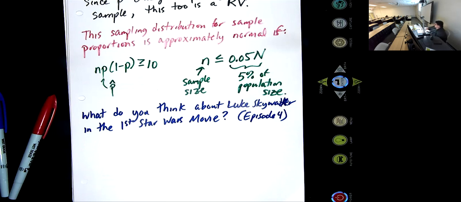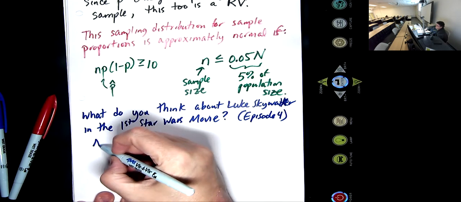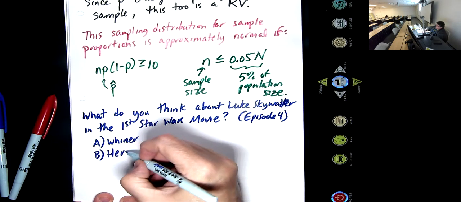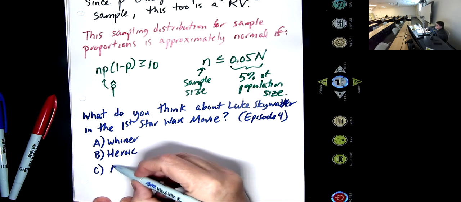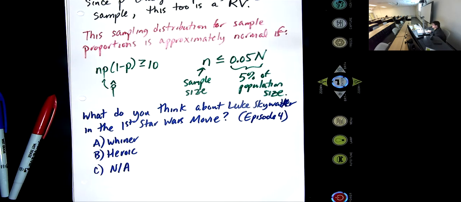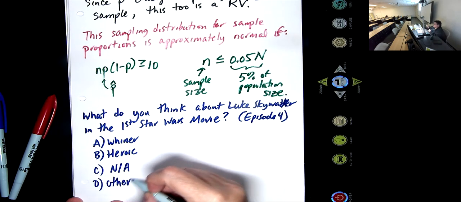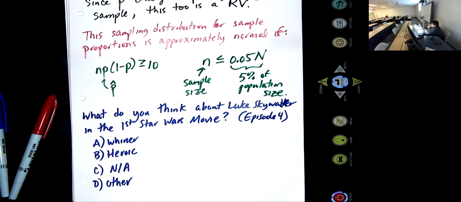So I made that one of my survey options. I asked, was he a whiner? Was he heroic? I gave them the option of non-applicable and other, like maybe not applicable if they didn't watch it. Conveniently, everybody in the class had seen it, which is mind blowing. I bet there's someone in this room right now that hasn't seen Star Wars. There we go. Couple.